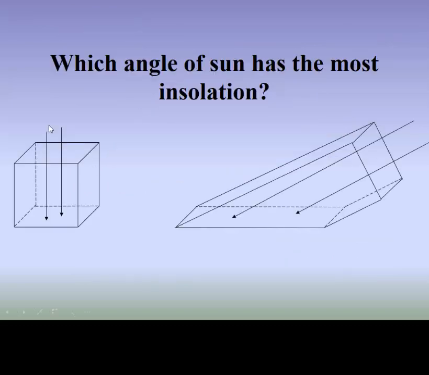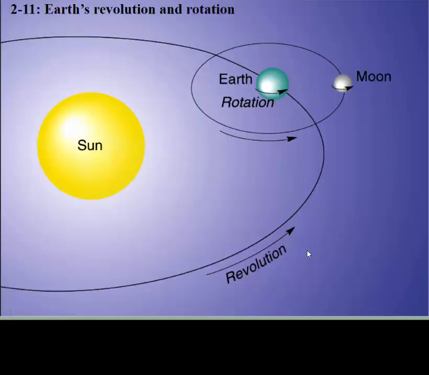But you can see at the poles we have direct, at the equator we have direct versus at the poles. So you can see the same amount of radiation is being spread out over a larger area, which is going to make it more diffuse.